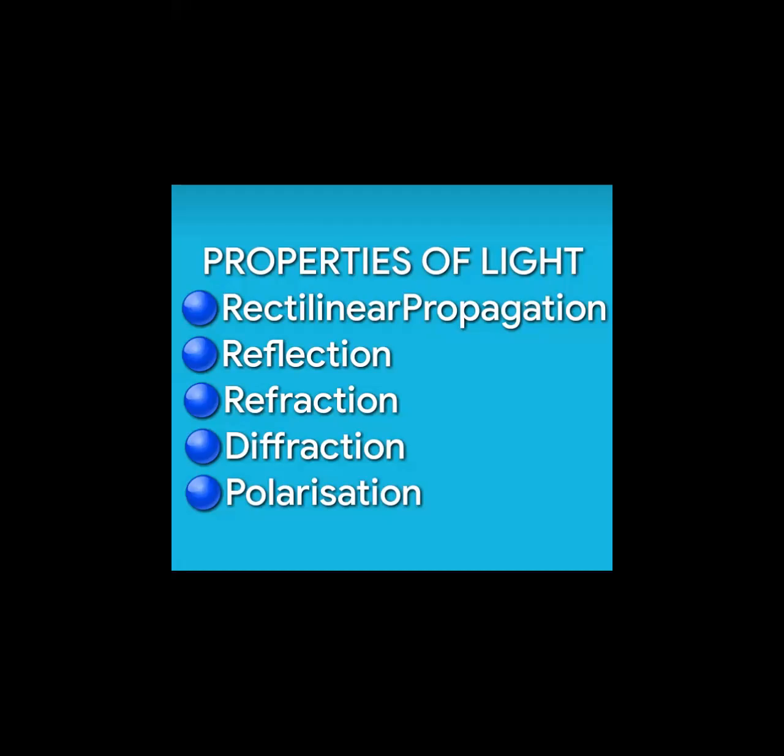Rectilinear propagation means light always travels in a straight line. Reflection is the bouncing back of light rays. These two properties you already learned in your earlier classes. Diffraction and polarization you are going to learn in higher studies, like intermediate. The thing we are going to learn now is refraction, which in 10th standard you will learn, children.